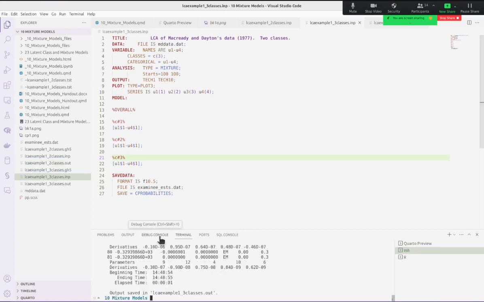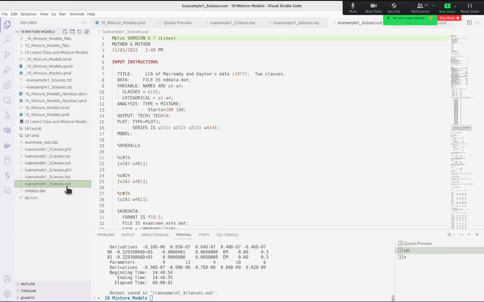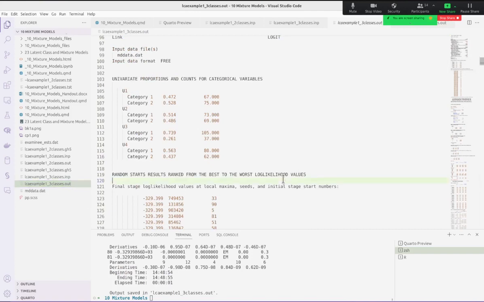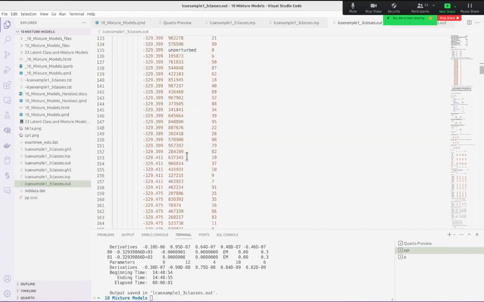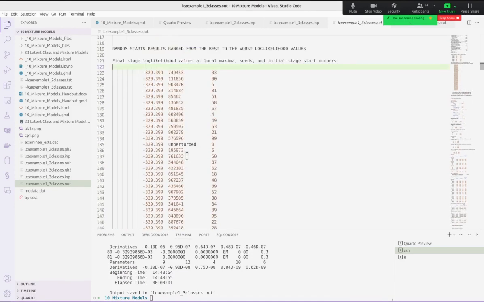All right, it ran. Okay. Let's take a look at our output. First thing, let's look and see if we should believe it. Turns out, log likelihood has been repeated, so I believe that we should be able to repeat it.